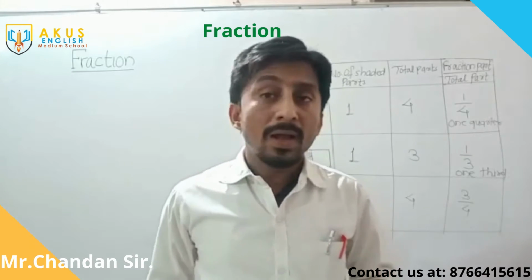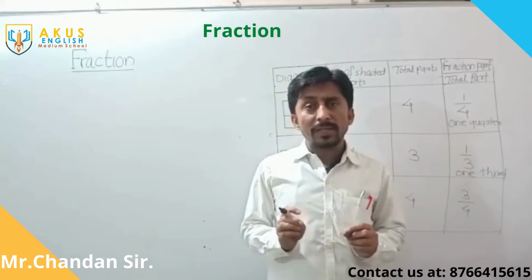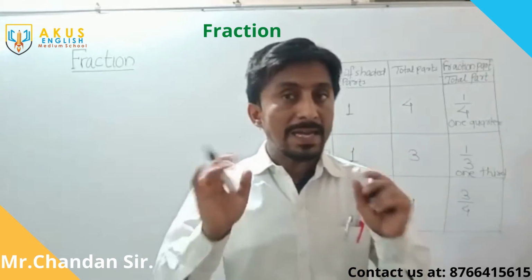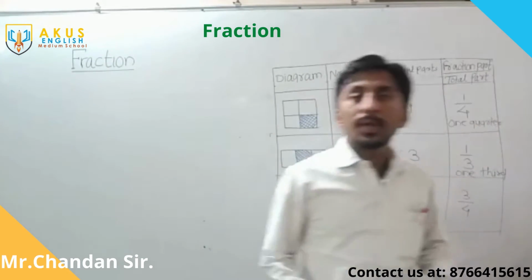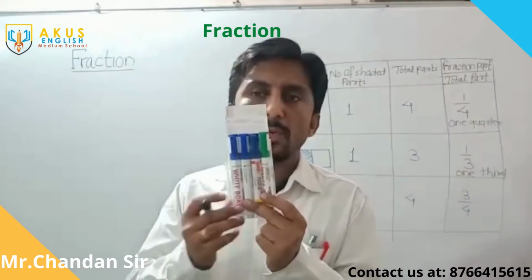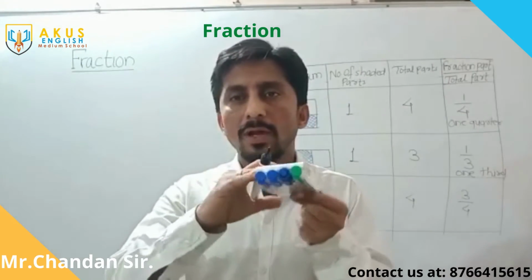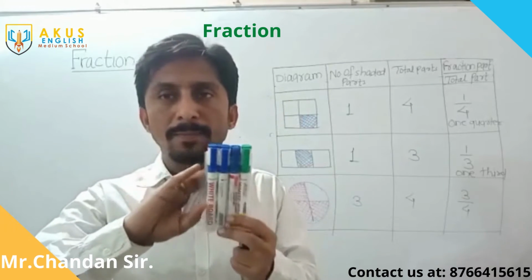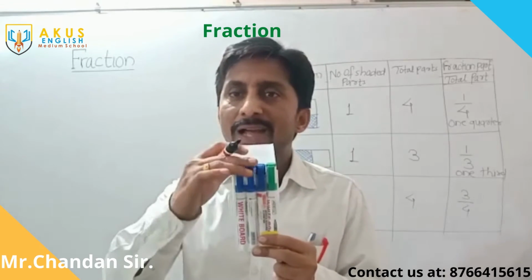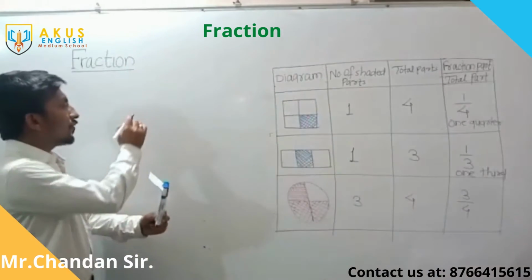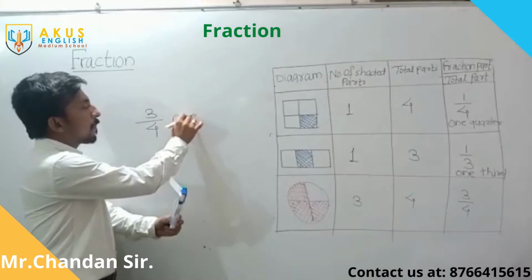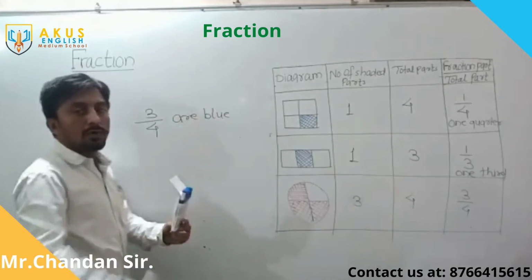I hope you understood. Do you know a fraction is also a part of a set? For example, here I have a set of markers. Can you see it? In this set, you can see a total of 4 markers. And out of this set of 4 markers, 3 are blue. So how do we write it in fraction form? 3 upon 4. 3/4 are blue.